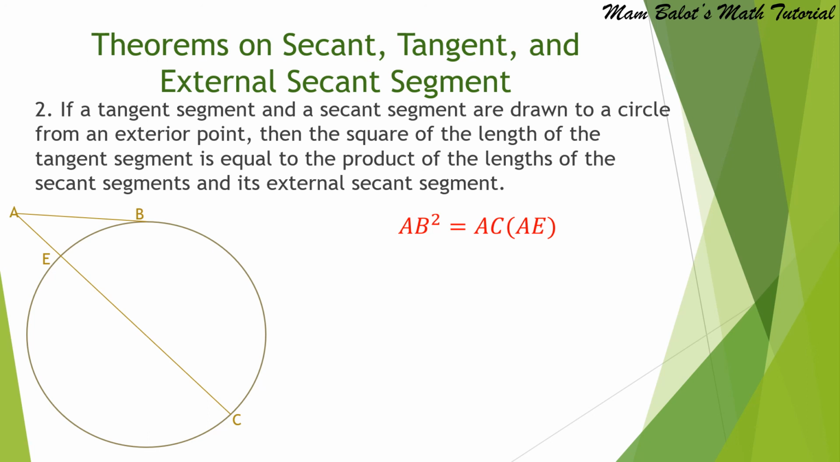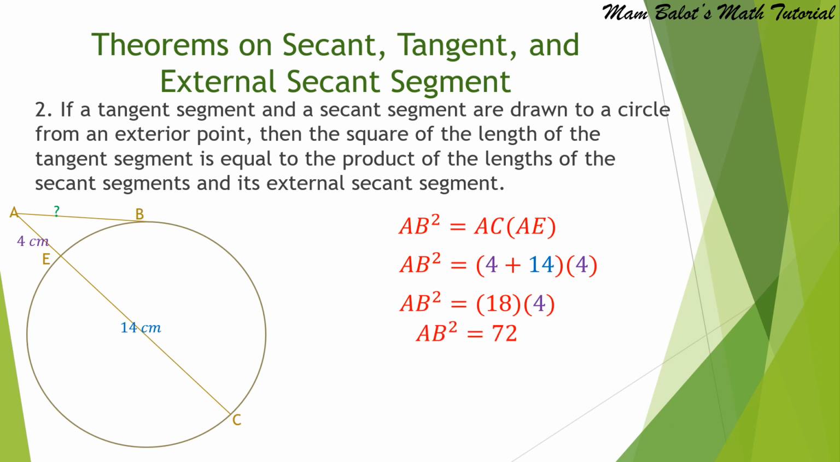So given the measures, which are EC is 14 centimeters, AE is 4 centimeters, what is now the measure of AB? So AB squared is equal now to 4 plus 14, which is the measure of AC, then times 4, which is the measure of AE. So adding 4 and 14, we have 18, then times 4, it is equal to 72. So to solve for AB, we need to get the square root of both sides. So AB now is equal to 6 square root of 2.